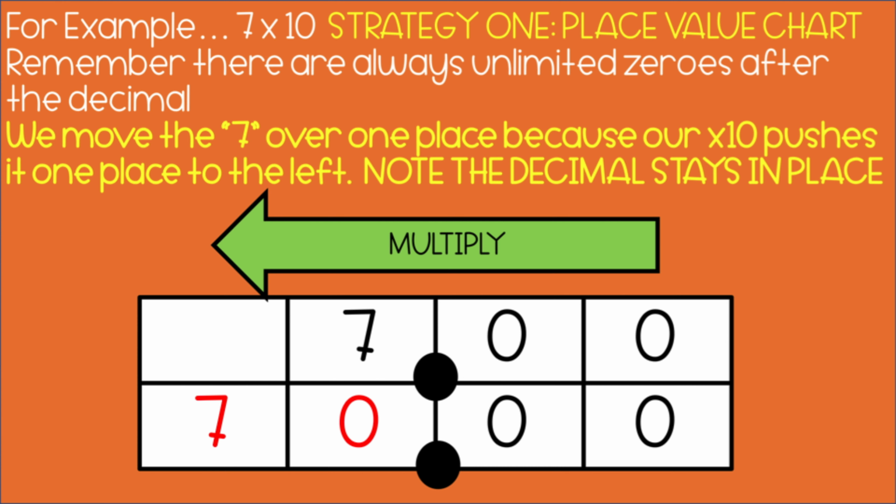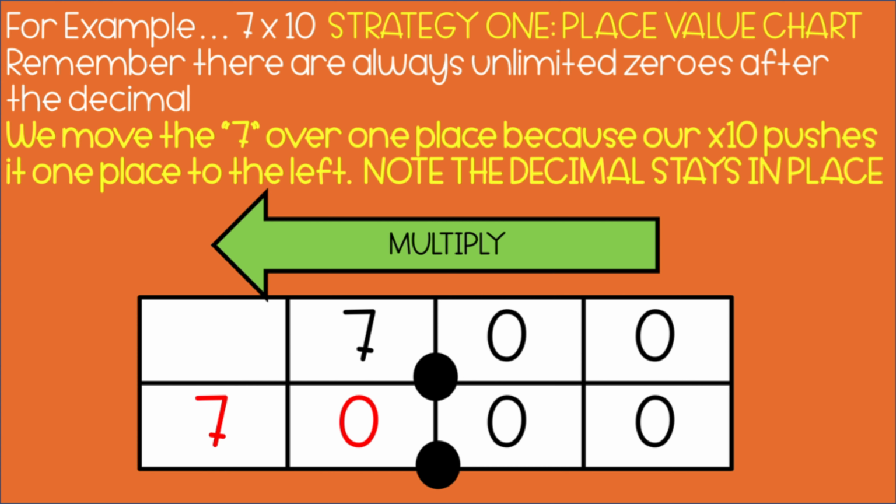In this example, it's 7 times 10, so we're going to place that 7 on the top. Remember, there is an unlimited number of zeros after the decimal. We're going to come back to that a little bit later in this video. You want to make sure in your place value chart that the decimals are stacked on top of each other from the first row to the second row. In this particular strategy, we're moving the digits, we're not moving the decimal. Very important. In a place value chart strategy, the decimal stays in the same spot.